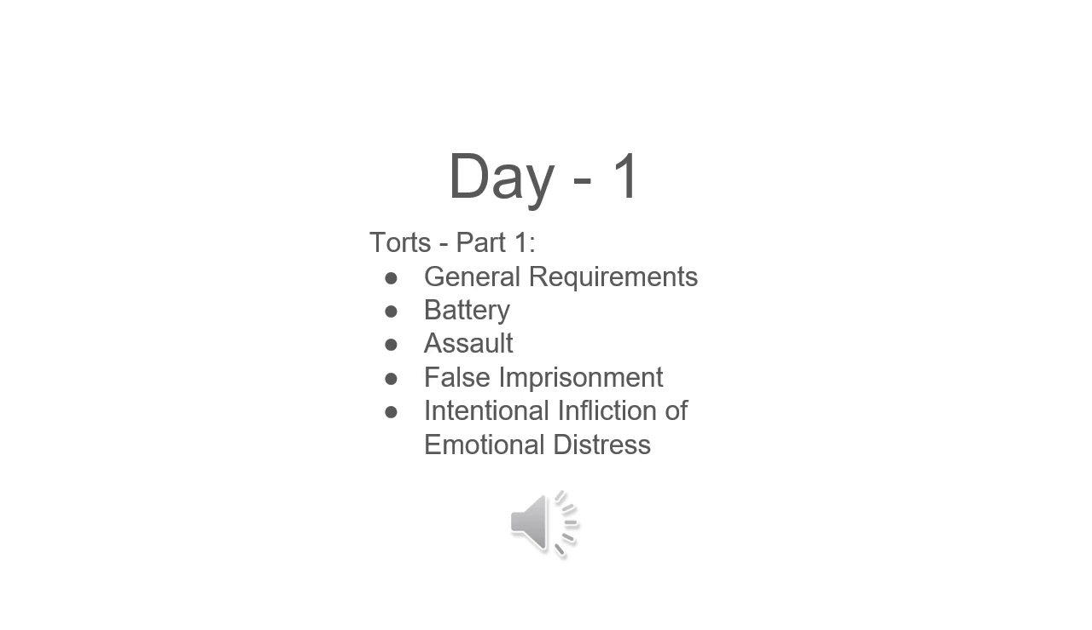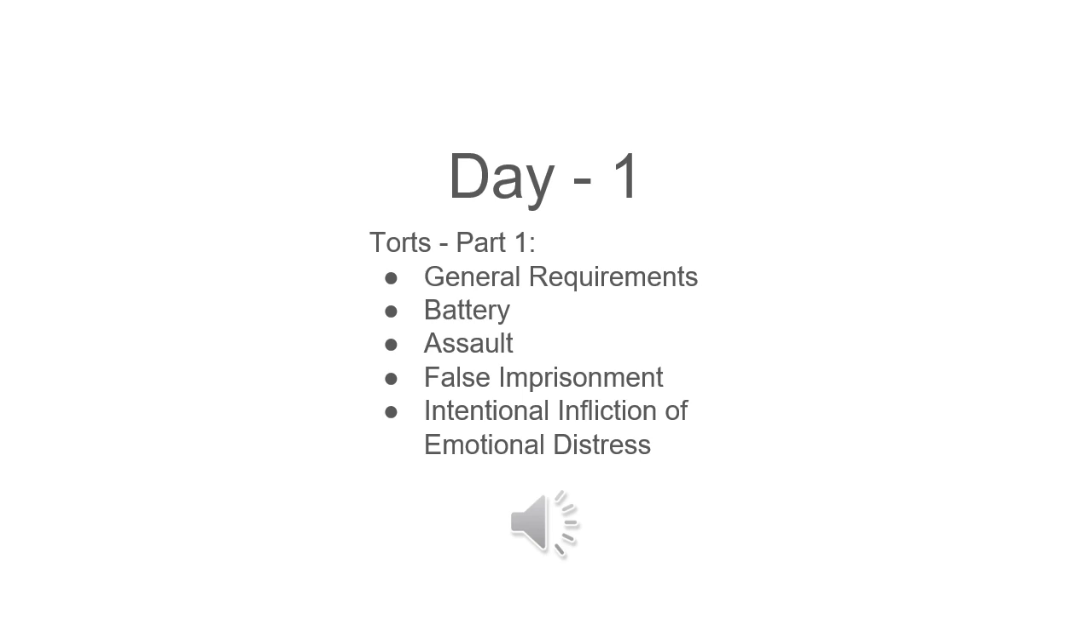Children and/or incompetents may be liable if they act with purpose or know the consequences of their act with substantial certainty. There is the concept of transferred intent, and this is where you intend to commit an intentional tort against one person, but commit either a different intentional tort or that intentional tort against a different person.